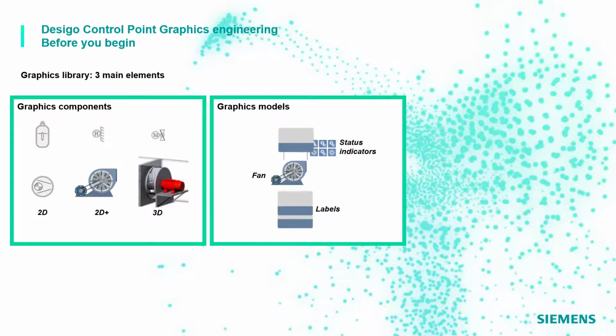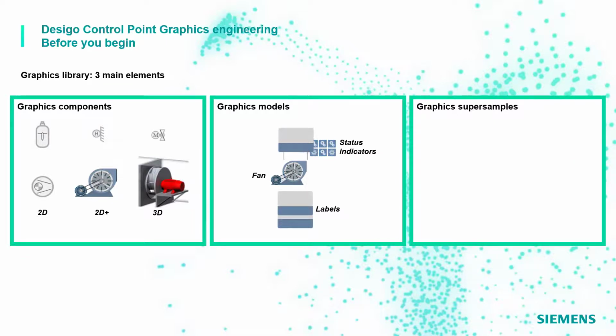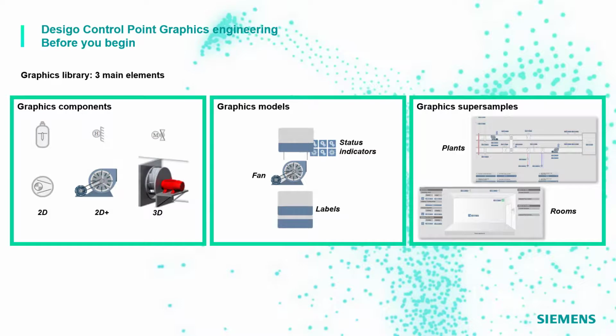is required. The third important element of the graphic library is the so-called supersample. Supersamples are a library of entire pre-built graphics, and each of them covers a range of application configurations, assuring the highest engineering efficiency. Anything beyond the scope of the supersample needs to be adapted manually. In case of unresolved components, they are automatically hidden at runtime.